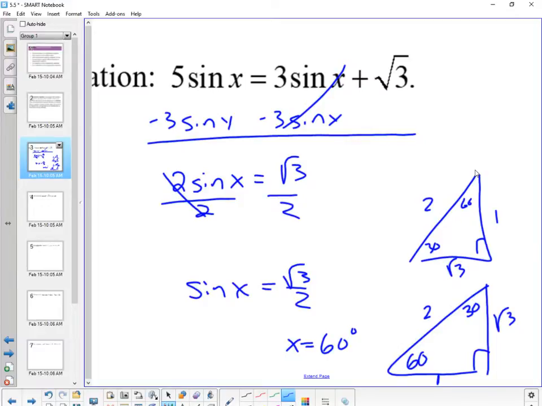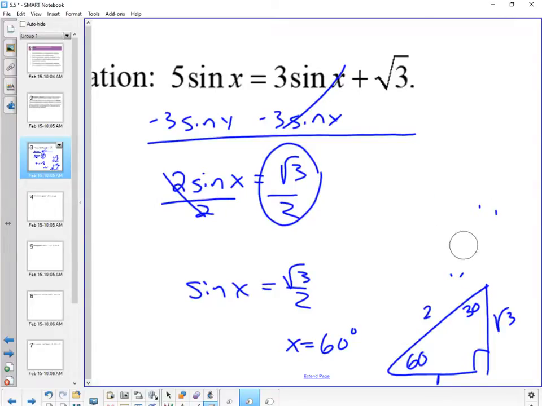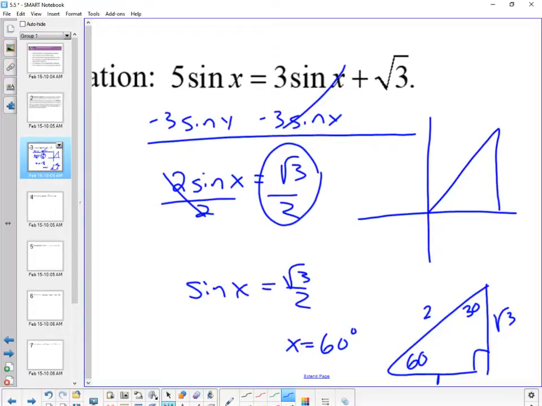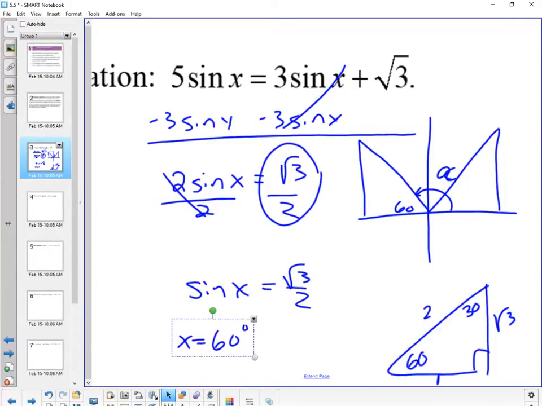Now, why I said there's another answer is because the sine is positive, right? The triangle that I have drawn is in quadrant 1. Where else is the sine positive? In quadrant 2. So what is alpha at this point? 180 minus 60, right? So 120. So it's at both of those. It's at 60 and 120.